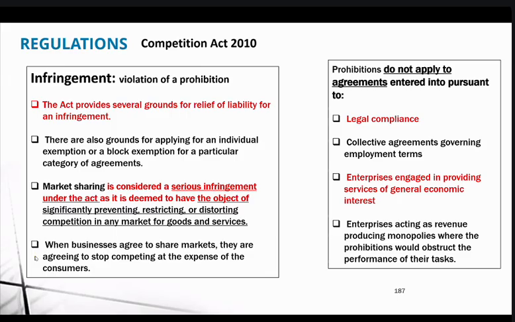Now here is infringement. Infringement means a violation of prohibition. And so this is where they explain more detail on infringement. And on the right side, prohibition doesn't apply to agreements that are entered pursuant to legal compliance, collective agreements governing employment terms, enterprises engaged in providing service, and enterprises acting as revenue-producing monopolies.